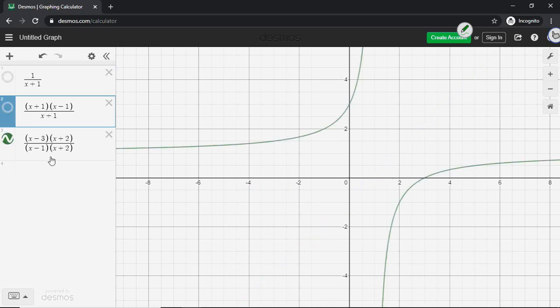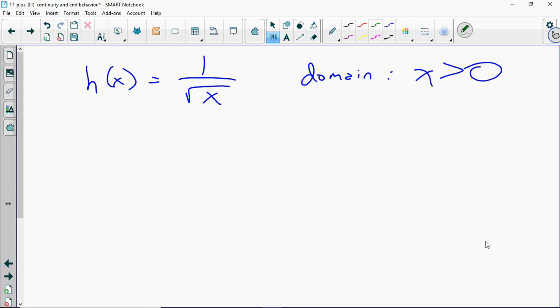This third function is the one that we were looking at a few minutes ago. So it has the vertical asymptote at x equals 1 because this factor in the denominator is not getting canceled out, but it has a point discontinuity at x equals -2 because this factor is canceling with this one from the numerator.